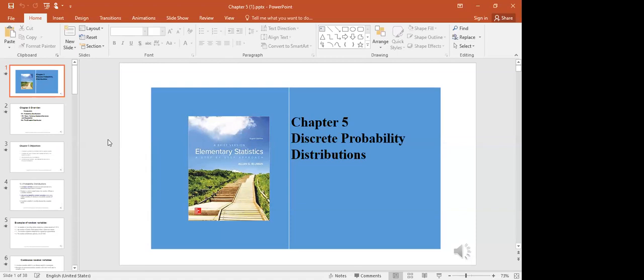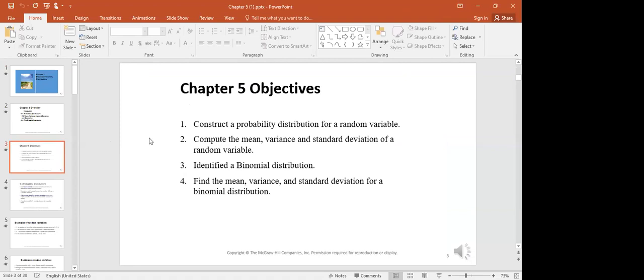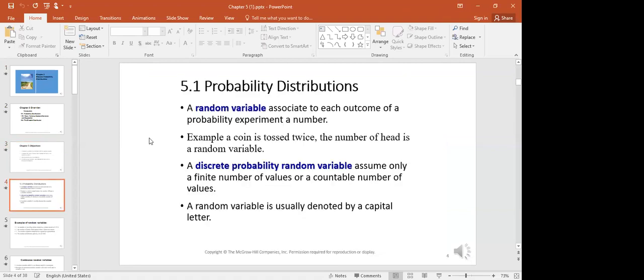So we are going to go today over chapter 5, which is discrete probability distribution. We define classical probability from a probability experiment, which produces a sample space. So a sample space is made of outcomes that are randomly obtained from the probability experiment. A random variable is a function that will associate to outcome of a random experiment a probability.